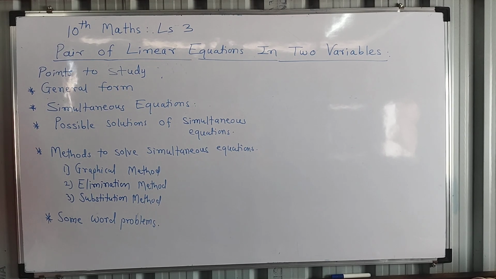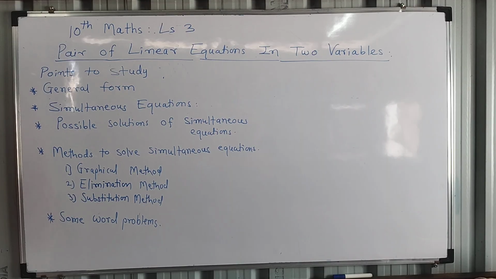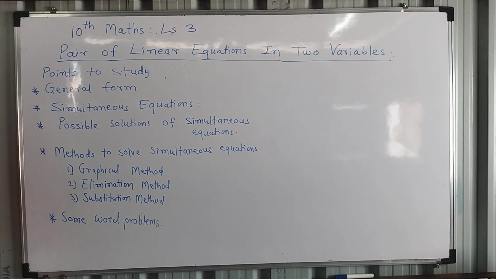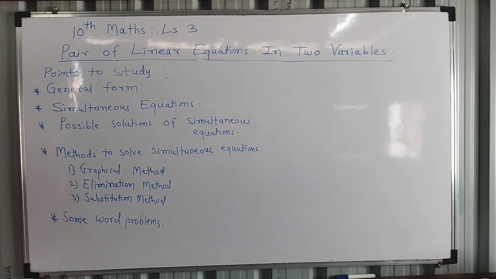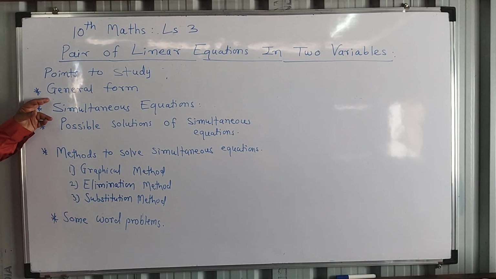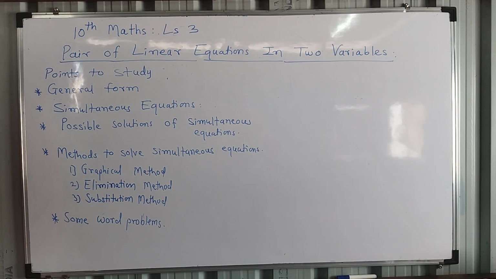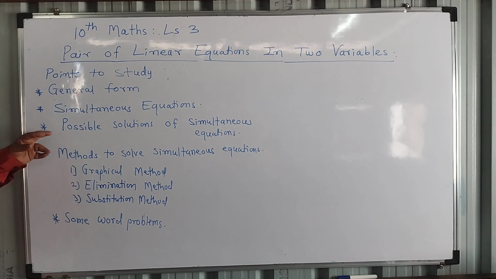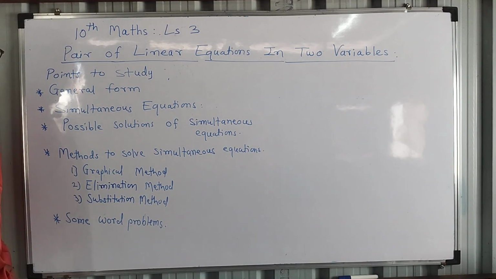Hello friends, today we will start lesson number 3, pair of linear equations in two variables. In this lesson we will cover the following points. First is, what is the general form of linear equations in two variables? Then what is meant by simultaneous equations? Second point, possible solutions of simultaneous equations.